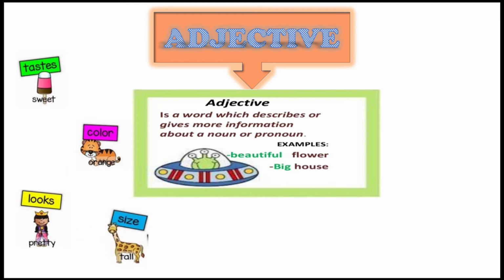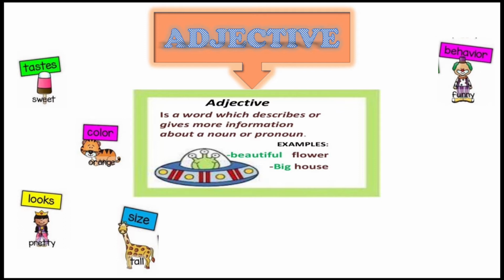The next is size, tall. We are telling this giraffe is tall. So this tall is an adjective. Next we have behavior, funny, or very angry. This kind of behaviors, this is also the adjectives. Next we have smells, yummy. Smells beautiful, such a good fragrance. तो जो smells होती है yummy, so this is also the adjective.